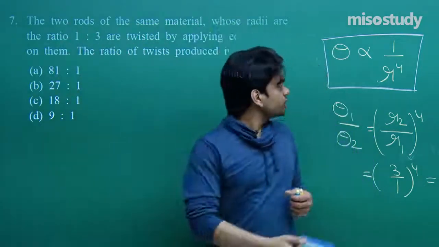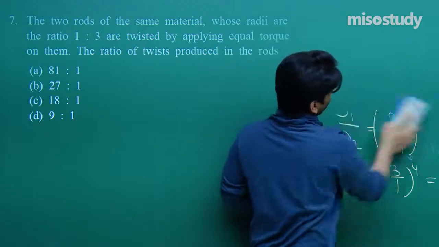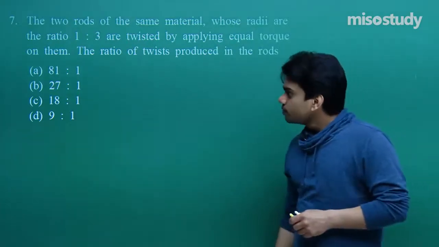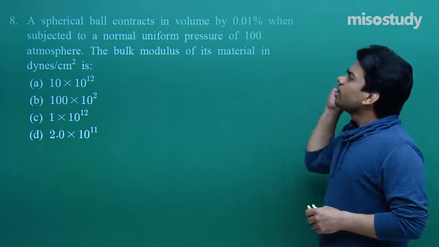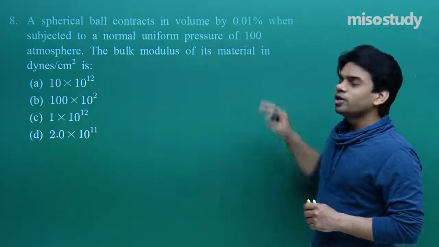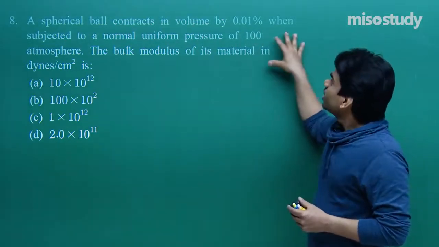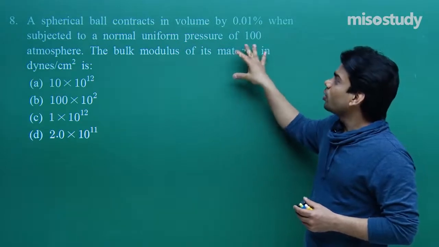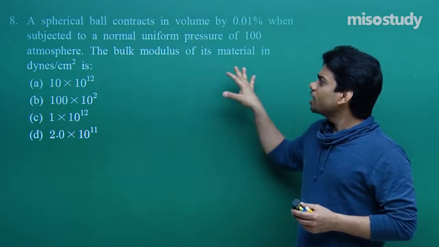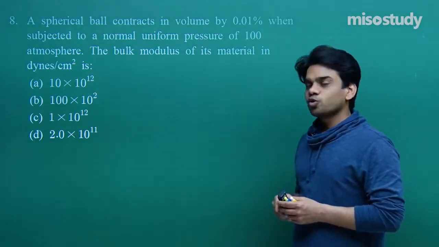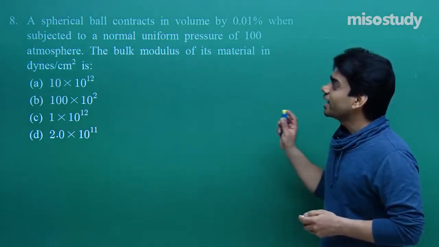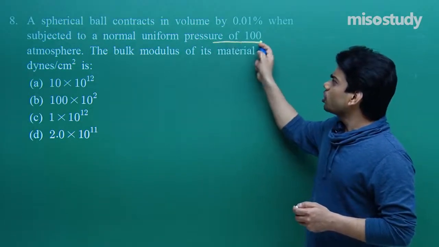Let's go ahead with the next question. We now have question number 8. A spherical ball contracts in volume by 0.01% when subjected to a normal uniform pressure of 100 atmosphere. So 100 atmosphere is the pressure. We have to give the bulk modulus of its material in dyne per square centimeter.